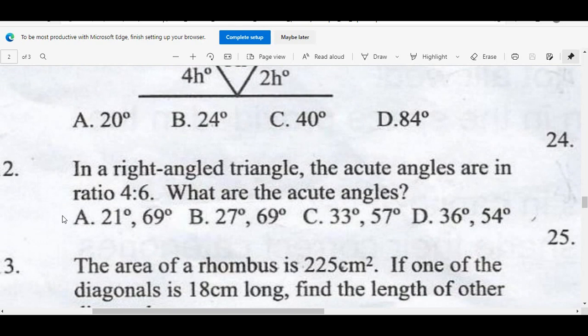Next question. It's okay now. How about read the question? In the right angle. One minute.